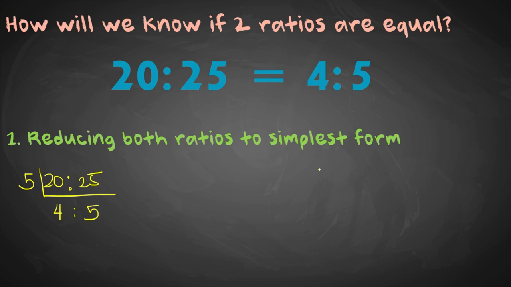Next, yung 4 is to 5 is already in its lowest form. So, pareho. 4 is to 5, 4 is to 5. So, equal yung 20 is to 25 at yung 4 is to 5.